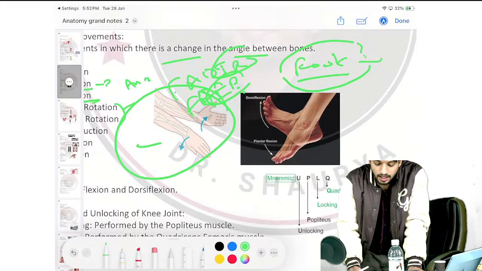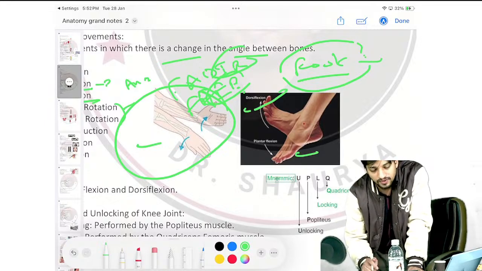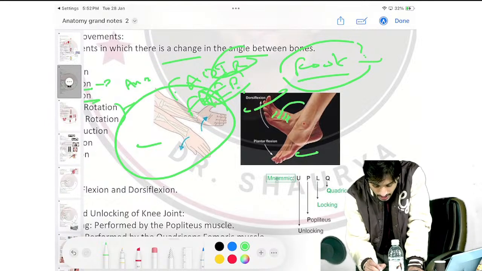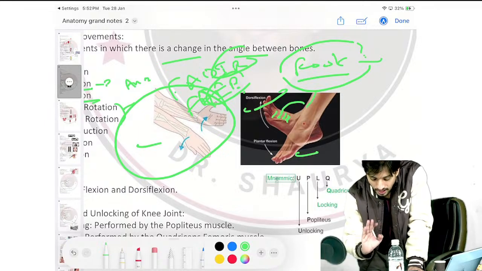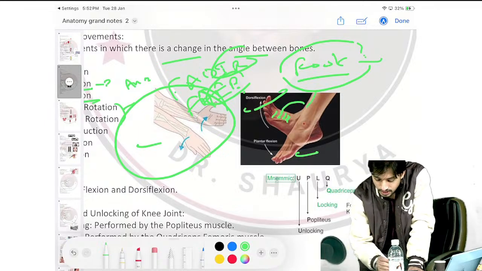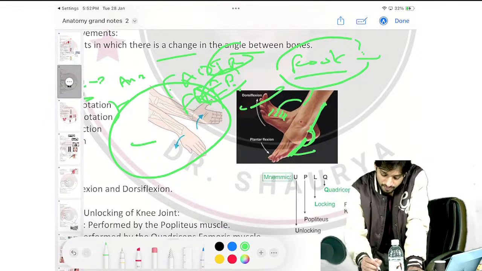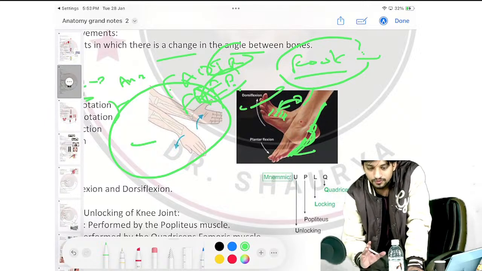The terms are dorsiflexion and plantar flexion. In dorsiflexion, what is happening? The dorsum of the foot is coming close, the angle is reducing, coming close to the shaft of the tibia or the shin of the leg, right? In plantar flexion, what is happening? The plantar part of the foot is pointing down, away from the shin. This is plantar flexion and this one is dorsiflexion of the foot.